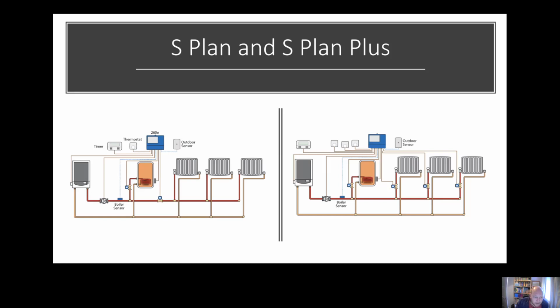So very quickly look at S-plan plus here. We can see on the S-plan system on the left here, we have a zone for our hot water, we have a zone for our heating, we have one room thermostat, which is going to control the whole of the heating circuit here. You look at this S-plan plus system here, we can see each radiator has been zoned, and you'd have a separate thermostat for each circuit essentially.